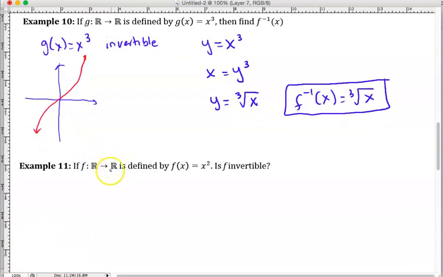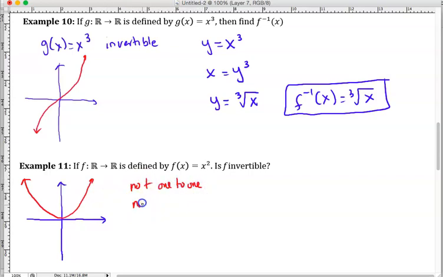Alright, let's look at function f defined from the real numbers to the real numbers as f of x equals x squared. So again, let's do a little sketch of this to see if it is invertible. Alright, so if I sketch the x squared function on the real numbers, I'm going to get this function right here. So notice this is not 1 to 1. It's also not onto. So this is not a bijection. Which means it's not invertible.